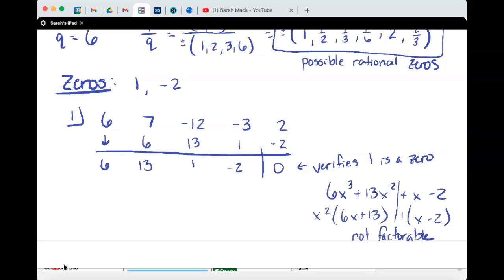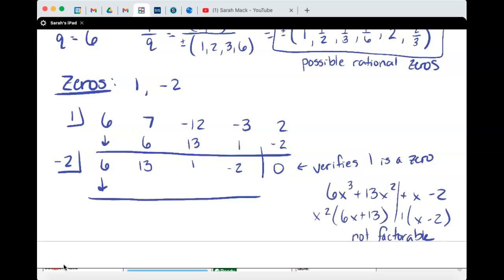Okay. So 6, 13, 1, and -2 are my cubic, so I'm just going to do synthetic division, continuing my synthetic division instead of rewriting the numbers again. So 6 drops down, multiply, multiply. Same thing, I get a remainder, 0 verifies. -2 is a 0 now, which is nice.